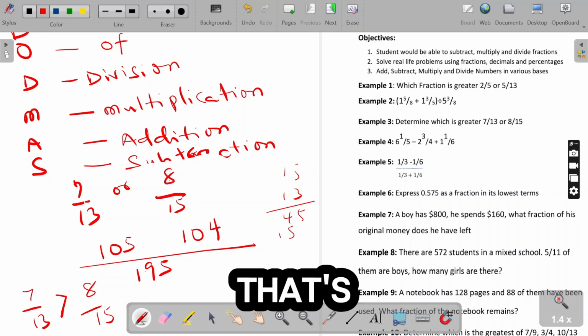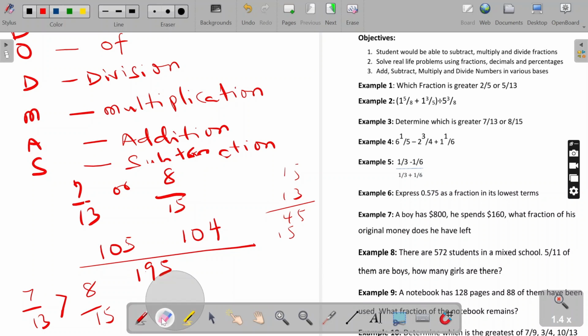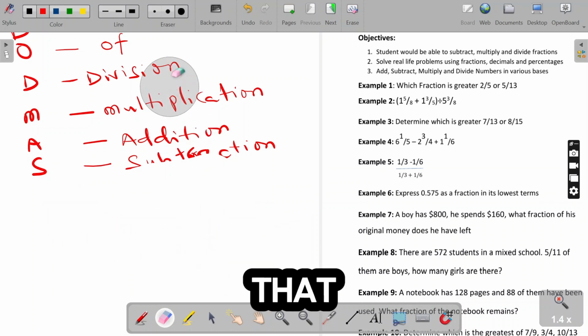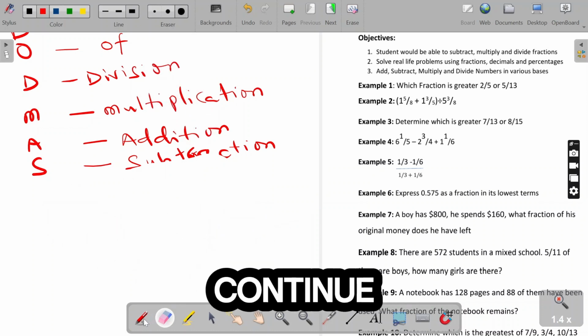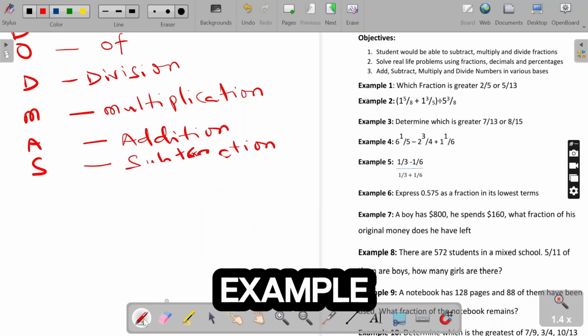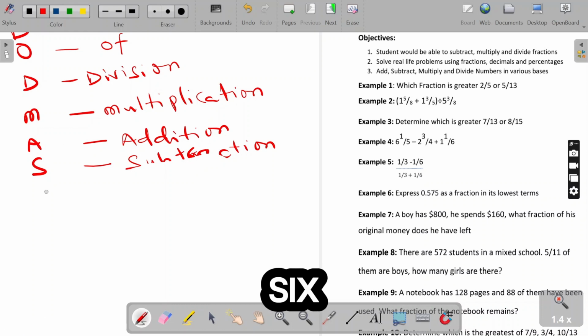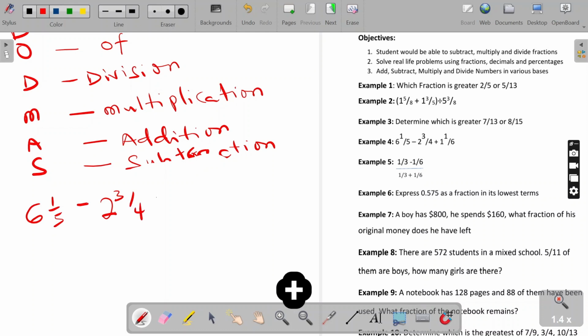Okay, that solves that. So let's continue. Example 4. We have 6 whole number 1 over 5 minus 2 whole number 3 over 4 plus 1 whole number 1 over 6.